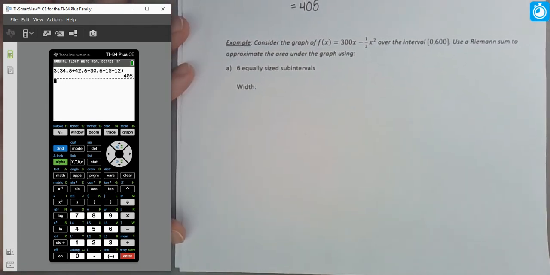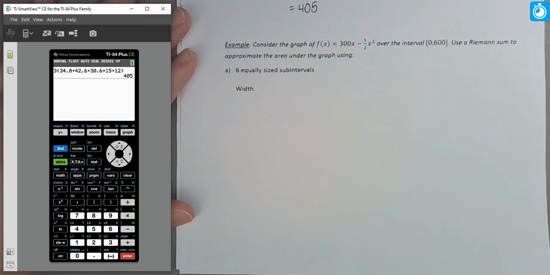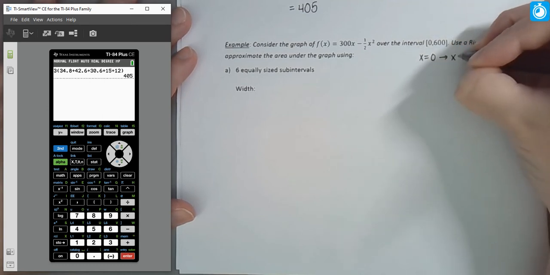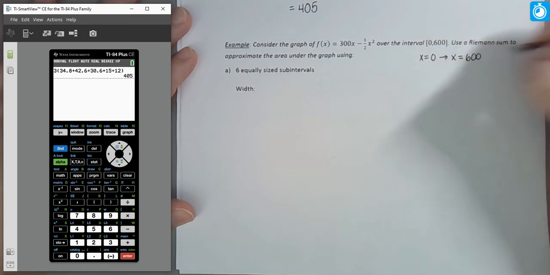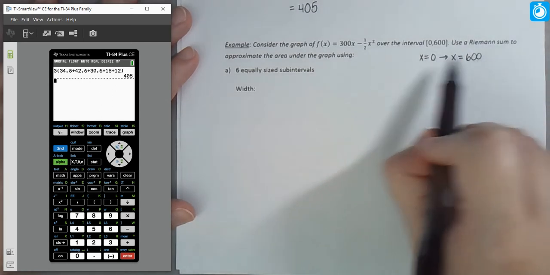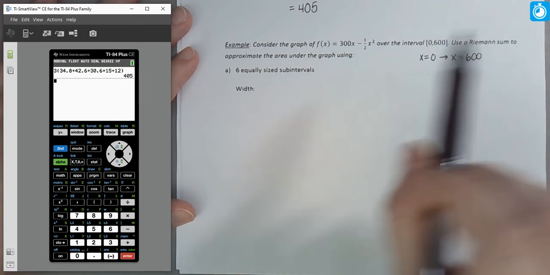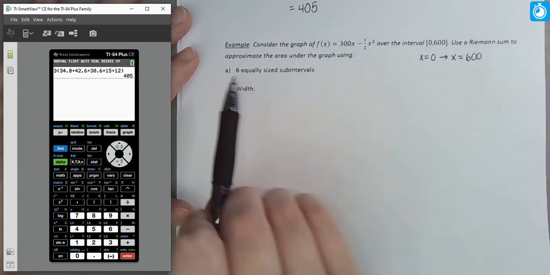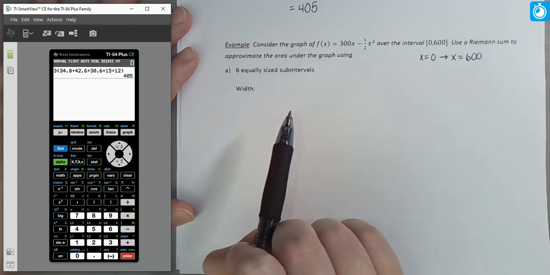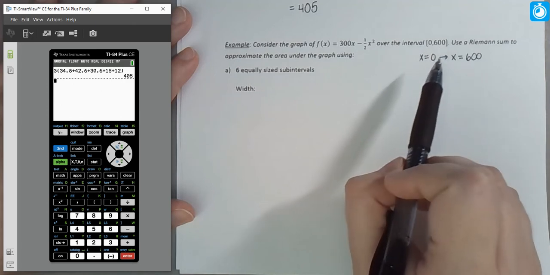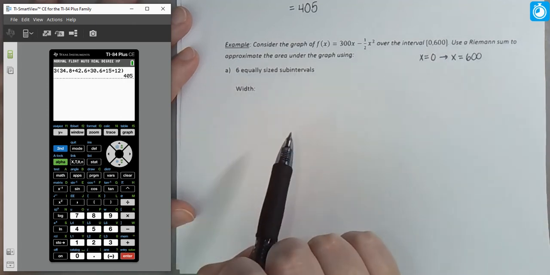Okay, let's try another example. So we have a new function, f of x is equal to 300x minus 1/2 x squared, and we're looking over the interval from 0 to 600. In other words, from x equals 0 to x equals 600. So a large span, a large interval, all the way from 0 to 600. And we want to use a Riemann sum to approximate the area under the graph, first off using 6 subintervals, dividing the region under the graph from 0 to 600 into 6 subintervals.